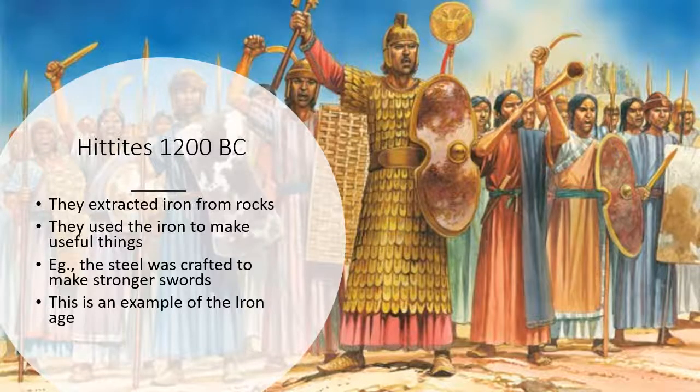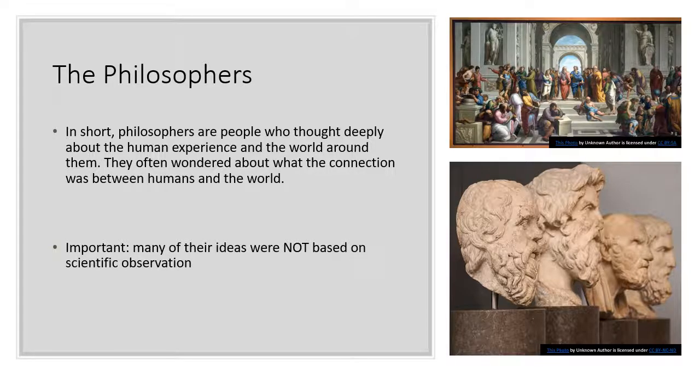So as I said earlier, there's the Hittites, and they were responsible for making steel in the Iron Age. So now we go towards the philosophers. Not everyone used science to try to understand matter. Philosophers were thinkers, and that's important to understand that the ideas of philosophers did not come from scientific observations.